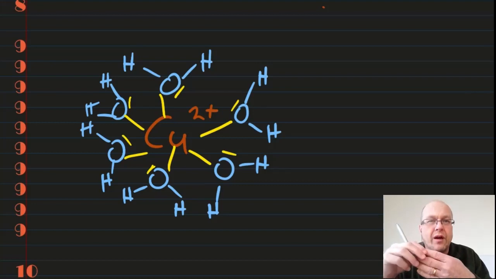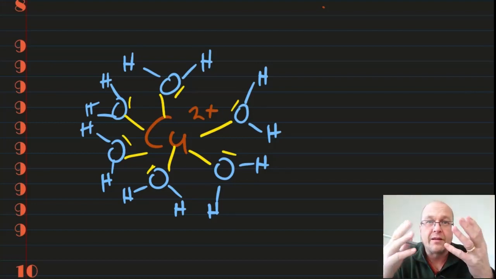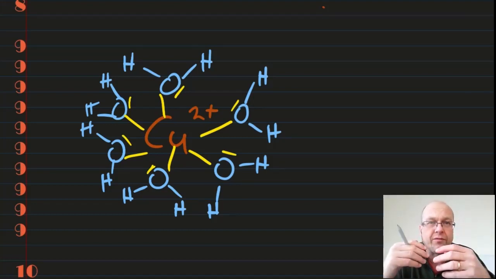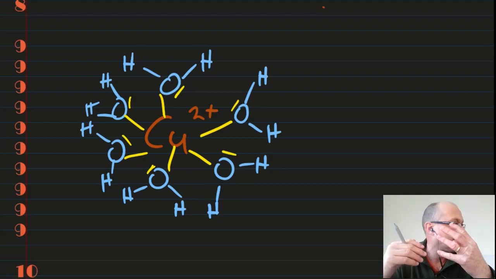Is it copper? Is it nickel? Is it iron? The charge, is it copper 1 plus or copper 2 plus? The ligand, is it chloride or water or ammonia? And the number of ligands, is it 6? Is it 4? So those are the 4 reasons that they have different colours.